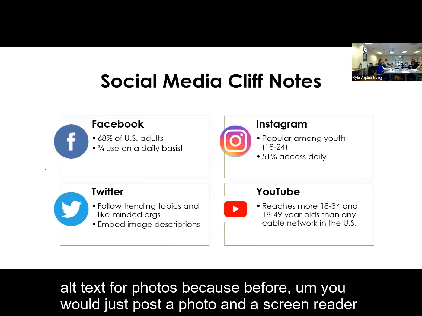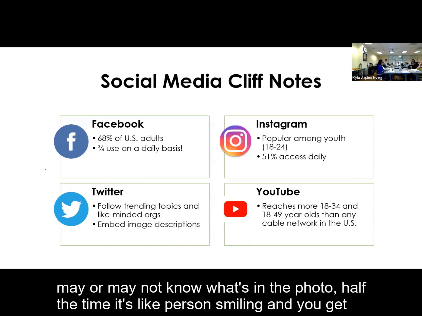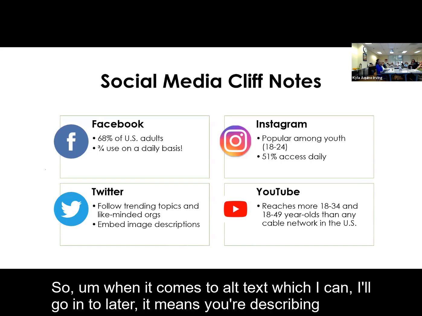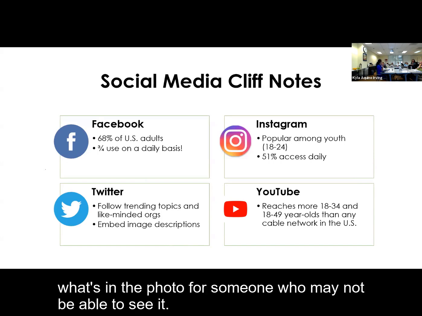Because before, you would just post a photo and a screen reader may or may not know what's in the photo. Half the time it's like "person smiling" and you get no context. All those funny memes, you don't get the joke, you don't get to be involved in that. So when it comes to alt text, which I'll go into later, it means you're describing what's in the photo for someone who may not be able to see it.